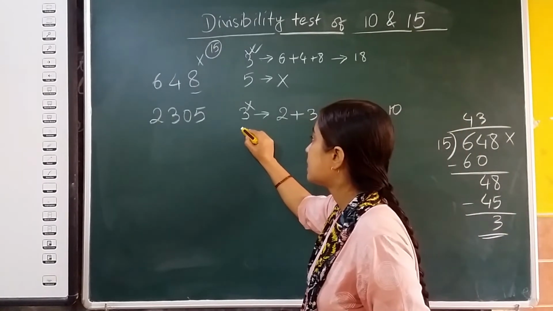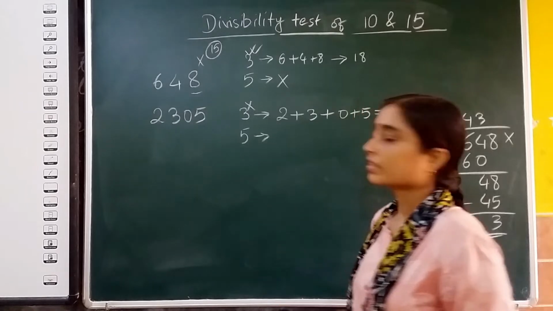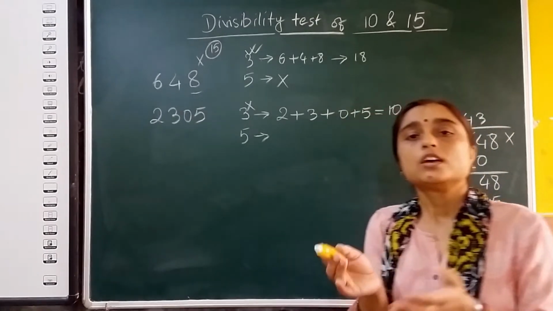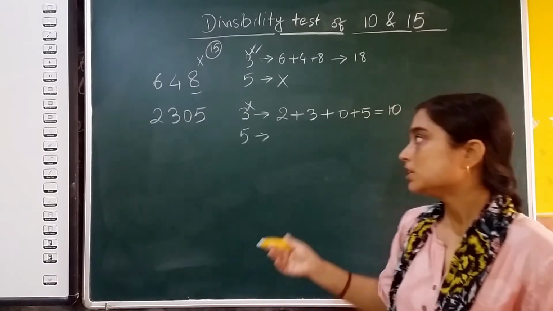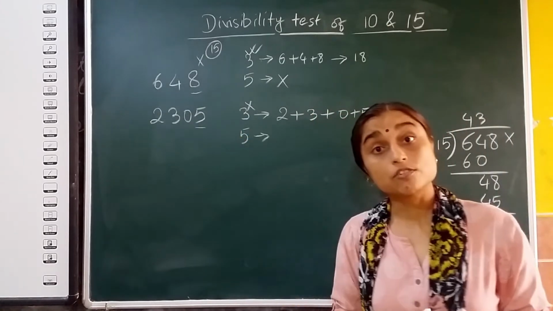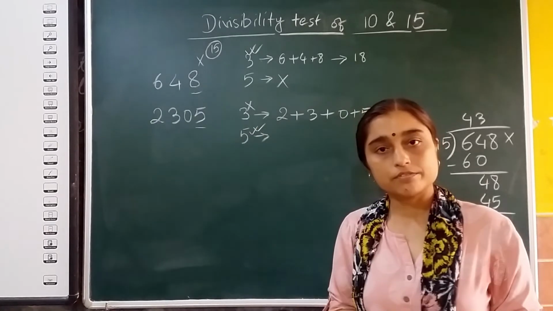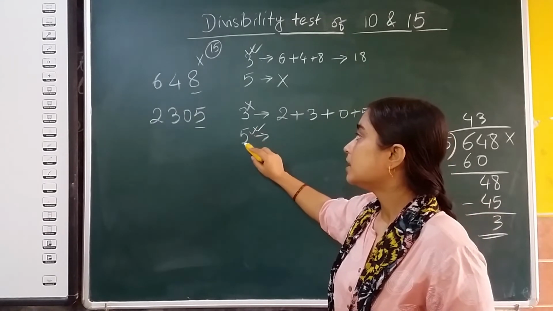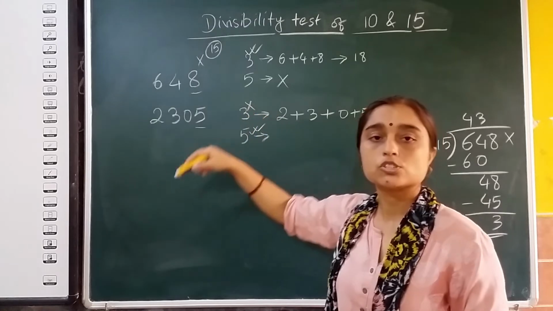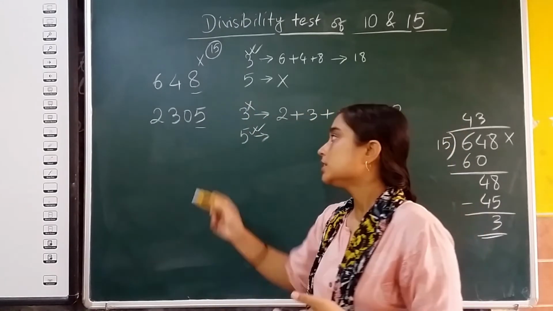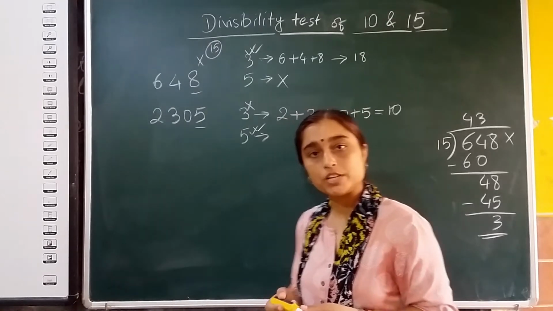Similarly, check for 5 now. What is the test for 5? The ones place digit should be 5 or 0. See what it is? It is 5. So this number is divisible by 5. Yes. Now 5 divides it and 3 does not divide it. So logically, by the divisibility rule, this number should not be divisible by 15.